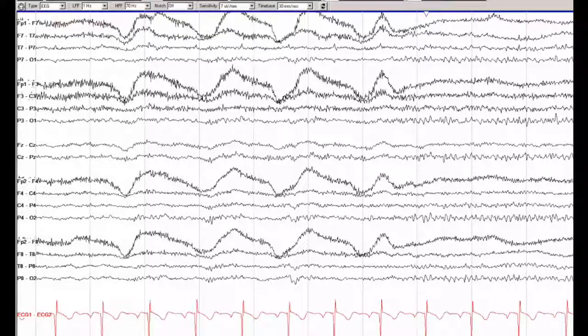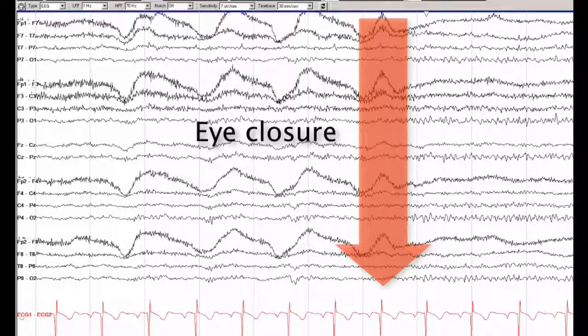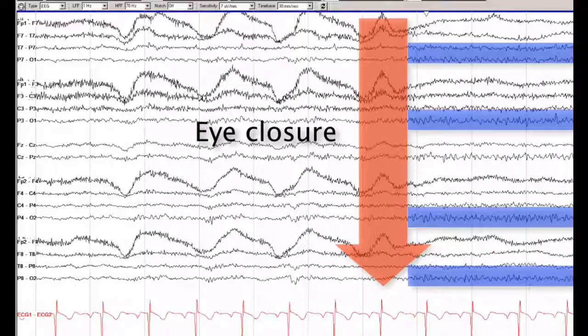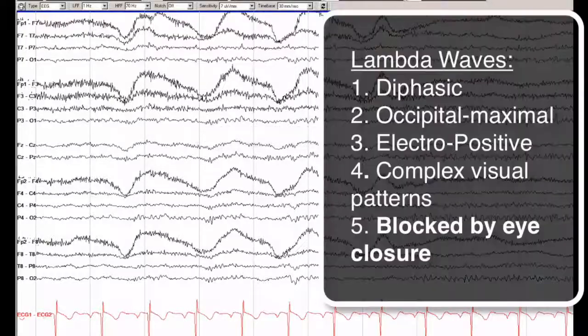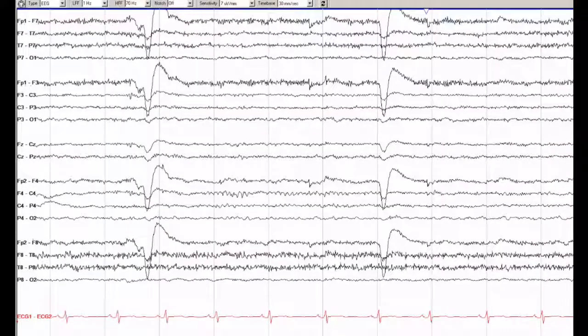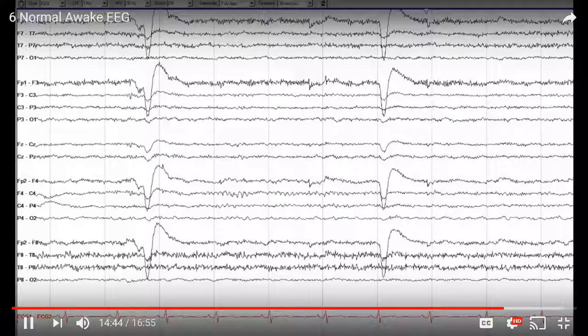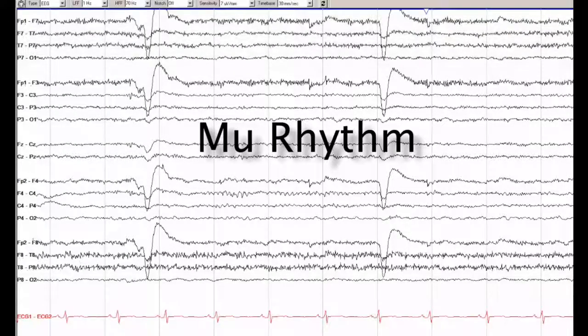But if we move forward one more epoch, we can see that this patient slowly closes their eyes, and the alpha rhythm emerges in the posterior aspect of the head, replacing lambda waves. Therefore, we note that lambda waves are blocked by eye closure. Let's go back to our original patient and choose another epoch to look at carefully, this time focusing on the last element we will discuss in this video, the mu rhythm.